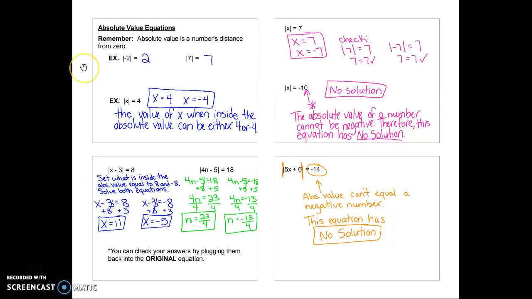Okay, these notes are the concept number 1 for quarter 3. So this is absolute value equations. Now, what's going to be the most important thing to remember the entire way through this absolute value section is that absolute value is simply asking you what is that number's distance from 0.